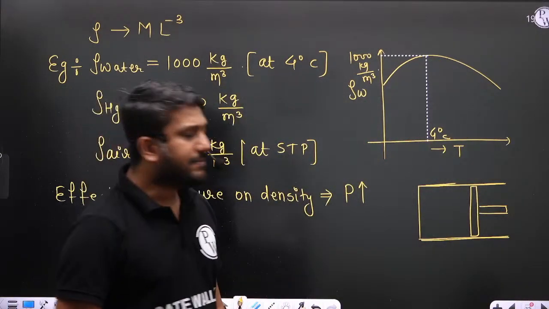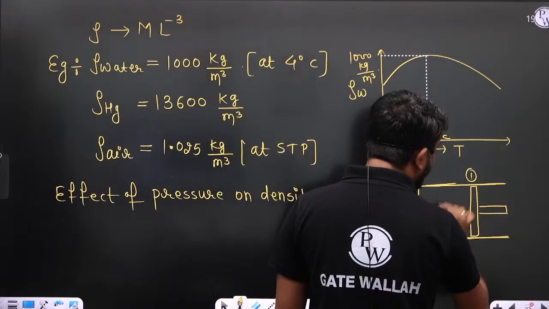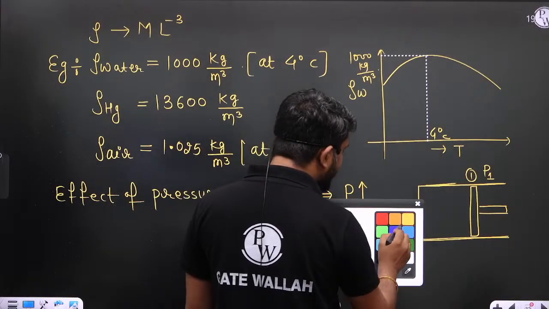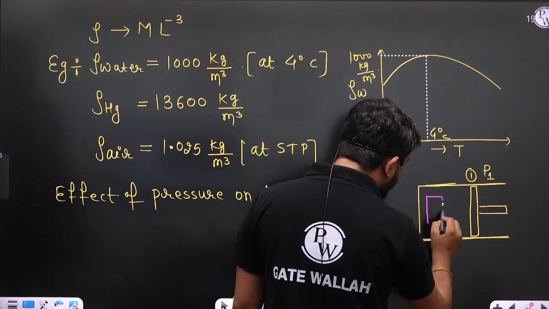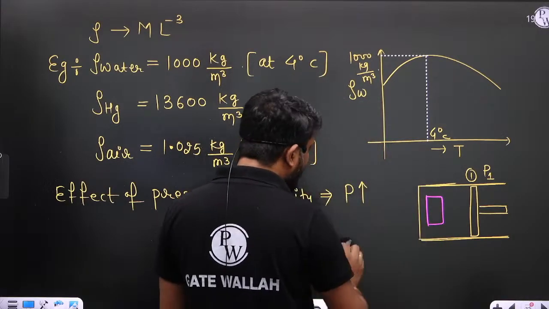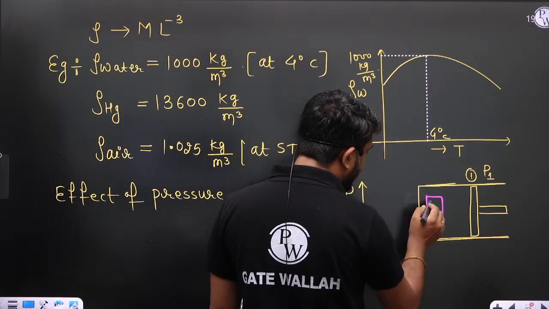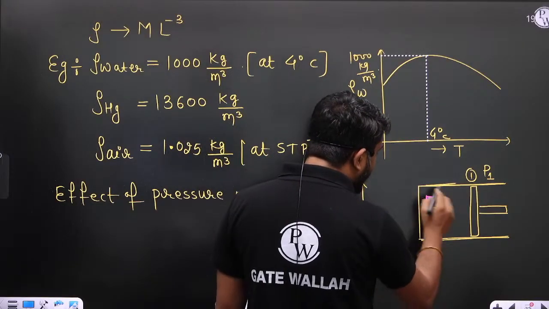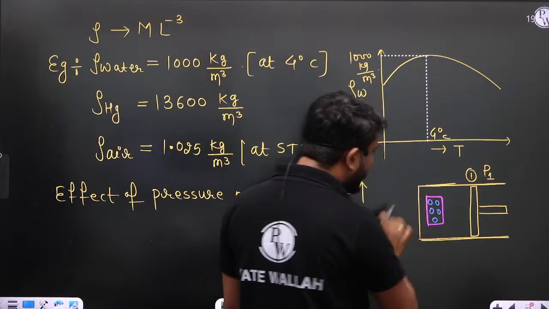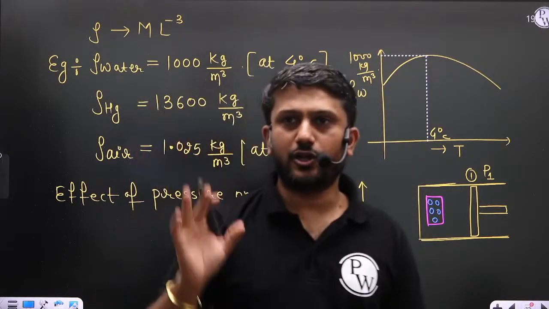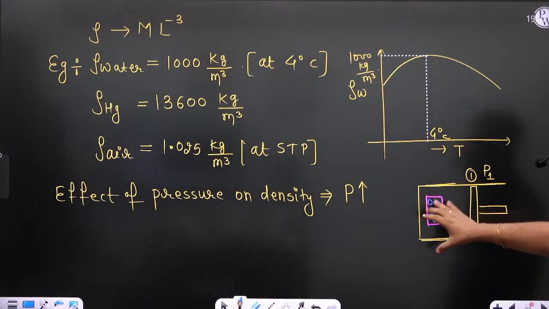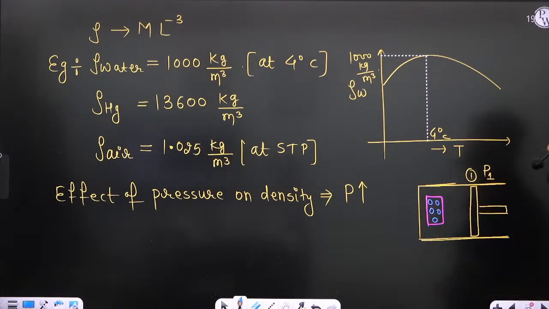Right. If the piston is at position number 1, let us consider the pressure is P1. Now let us consider this volume. When the pressure is P1, the number of fluid particles in this particular volume is, let us consider, 5. Let us consider the number of particles is 5 in this volume when the pressure is P1.